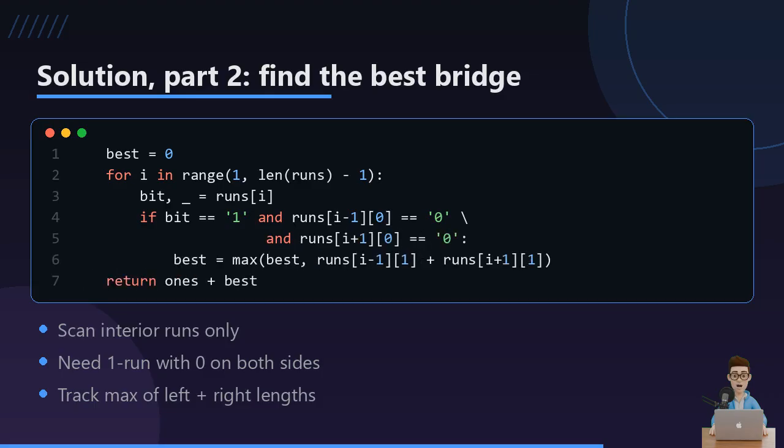Because RLE alternates bits, the 0 on both sides test is technically redundant for a 1 run, but it's cheap insurance and reads as intent. Best defaults to 0, which is exactly what makes the no-eligible run case return the untouched count for free.